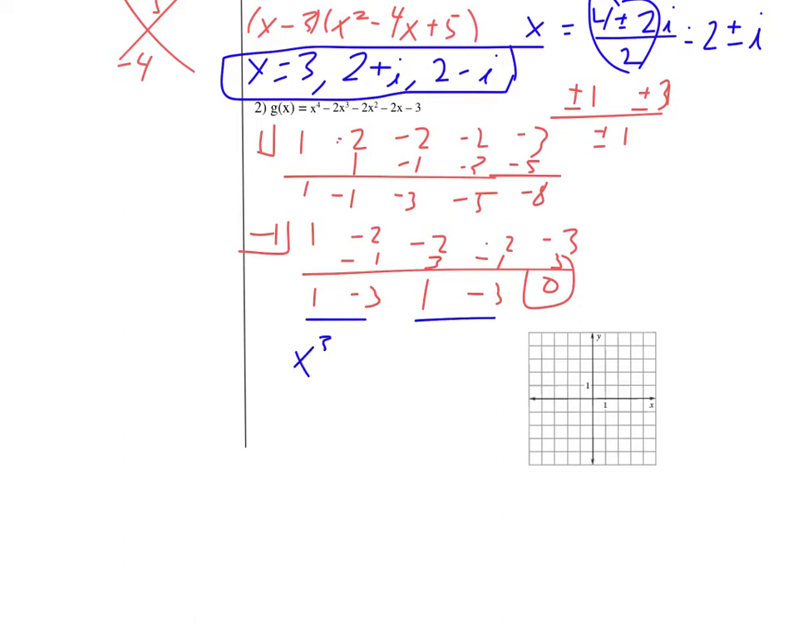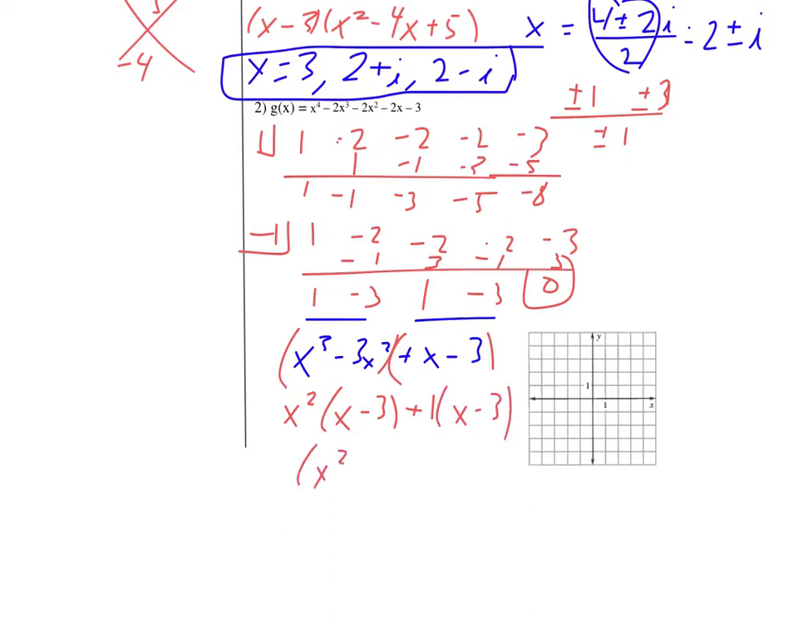So this would be x to the third minus 3x squared plus x minus 3. So I'll group those up. First group, I can take out an x squared, leaving me with x minus 3. Second group, I can take out a positive 1, leaving me with x minus 3. So I can write this as x squared plus 1 times x minus 3.